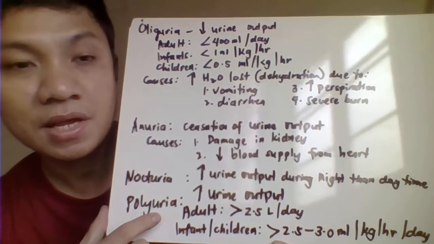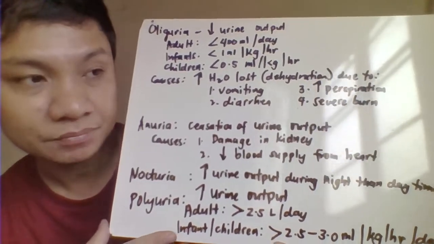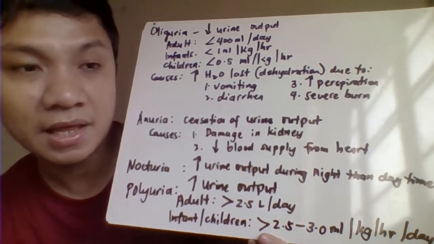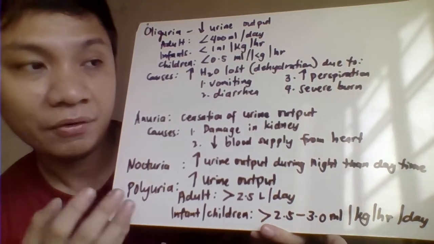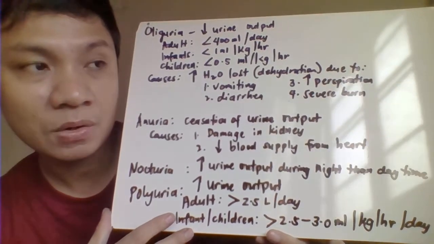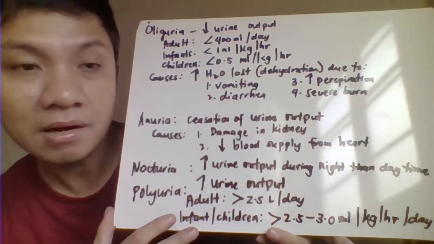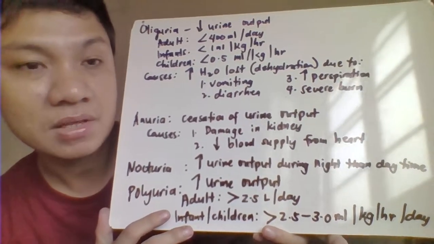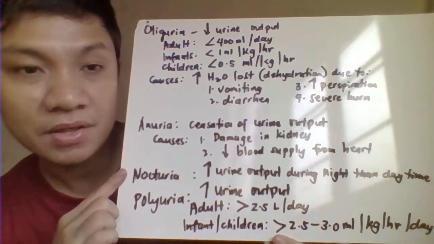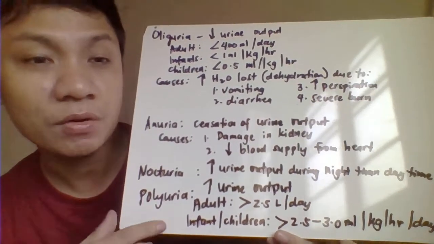Most likely that is associated with dehydration or increased loss of water in your body. So why is so much water being lost from your body? Number one, because of diarrhea, or vomiting, increased perspiration, and we also have severe burns. All of that results in increased water loss in your body, and that also results in decreased urine output. Then we have the term anuria. Anuria is the absence or simply the cessation of urine output. It means to say you are not producing urine.